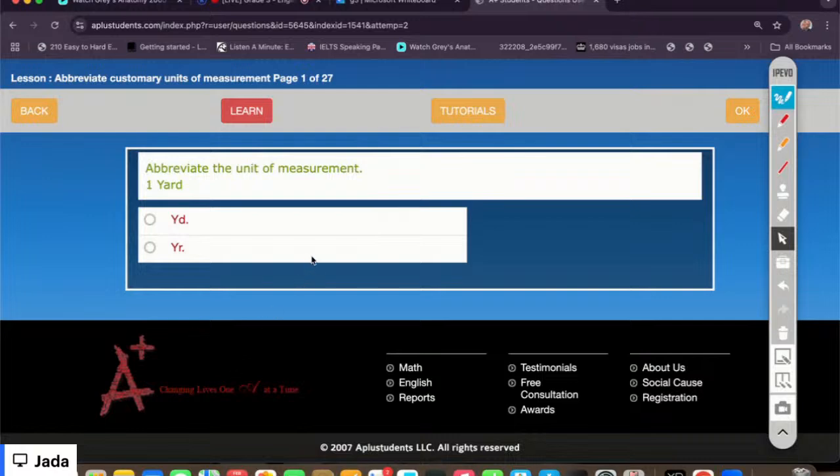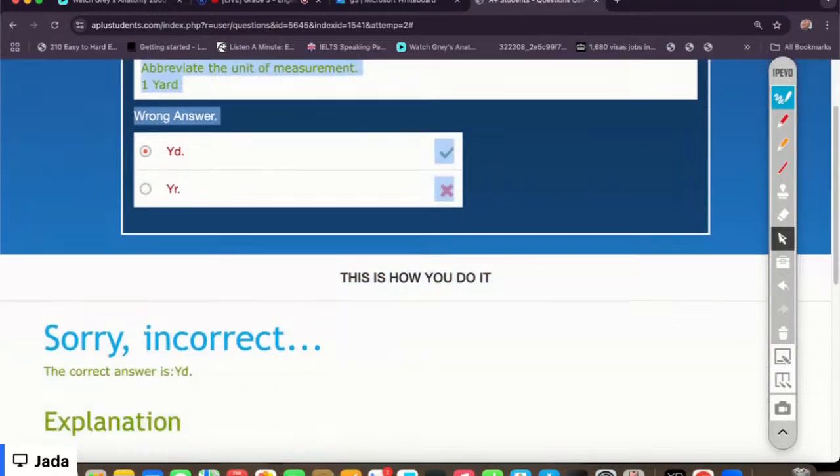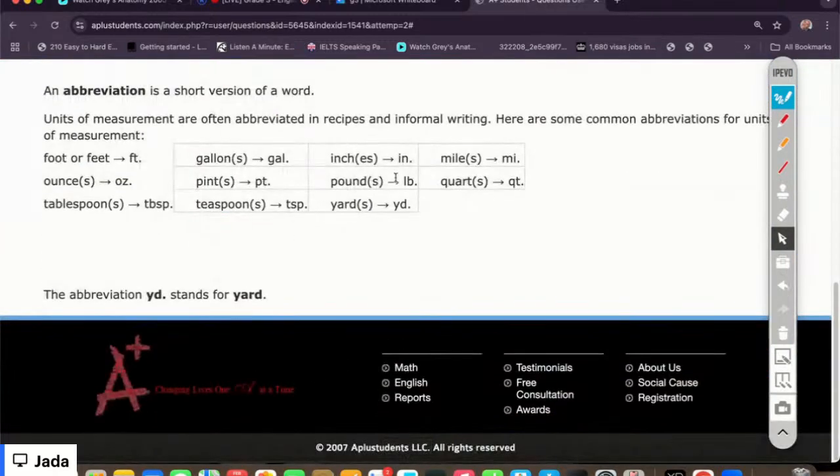All right, so abbreviate the units of measurement. 1 yard is what? YR. Are you guys sure about that? It is YD. Okay, remember, look at it over here. Yard is YD and not YR.